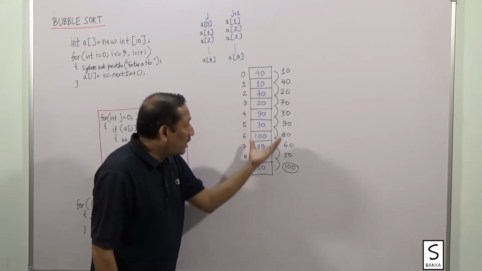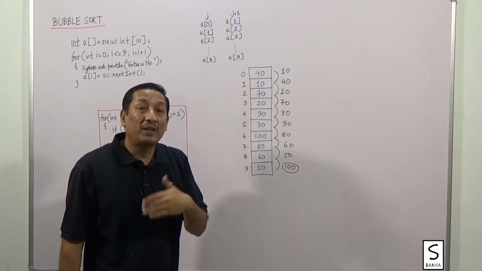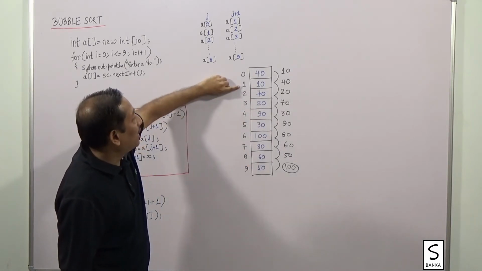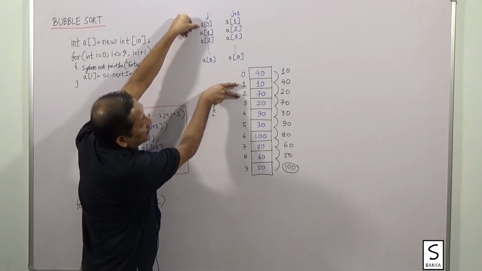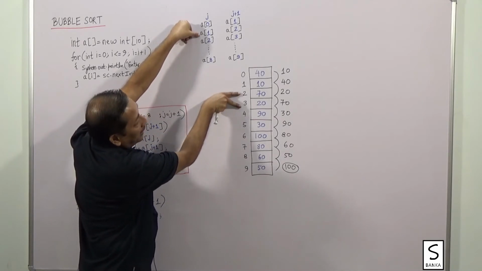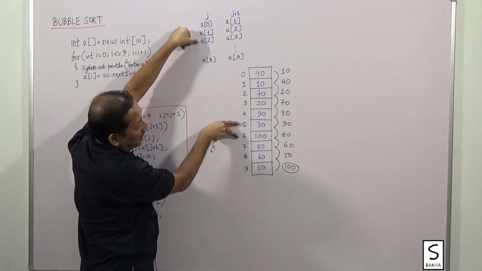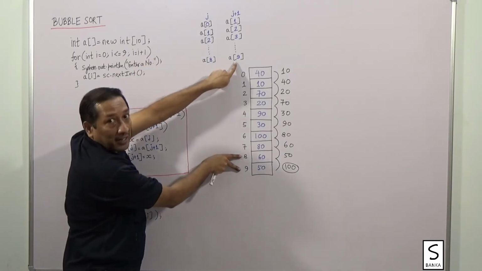So what I did just now, I explained it logically. Now think of it mathematically. We compared first of all A0 with A1. See, I have written here A0 with A1. Then we compared A1 with A2. Then we compared A2 with A3. And so on, A3 with A4, A4 with A5, and so on. The last comparison made was between A8 and A9.